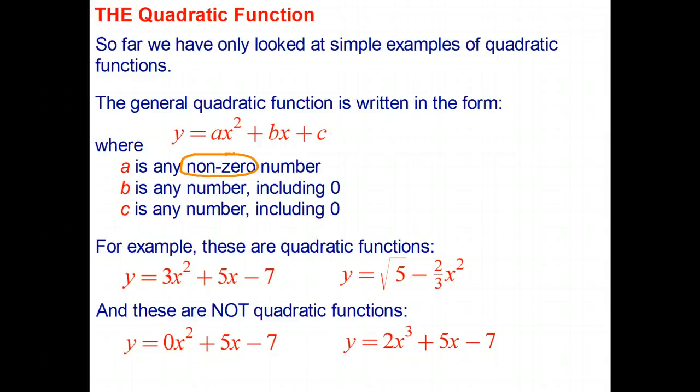So for example, let's have a look at this quadratic equation down here. So y equals ax squared. In this case, a is equal to 3. Plus bx, so b is equal to 5, and minus 7, so c is equal to negative 7, because that's effectively the same as plus negative 7.